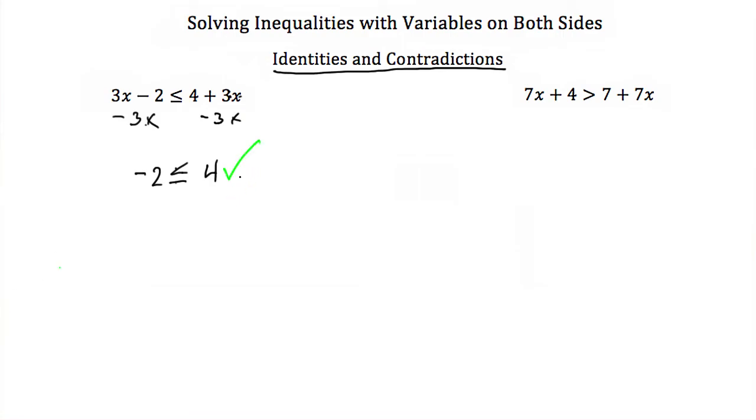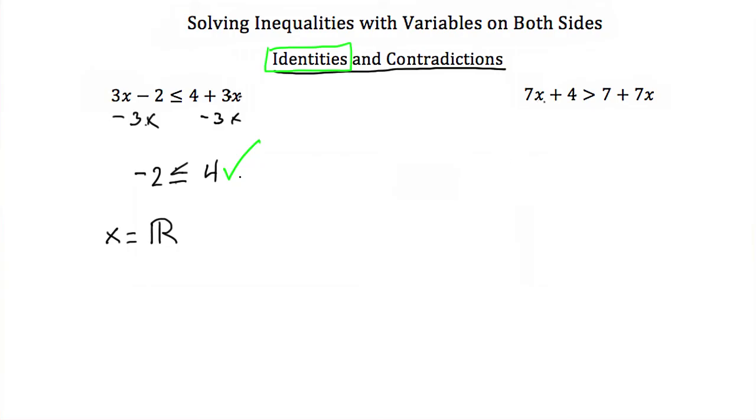So this is what we call an identity. Since this is an identity, that means it doesn't matter what we plug in for x, this expression will always be true. So the solutions for x then would be all real numbers. Let's look at our second example.